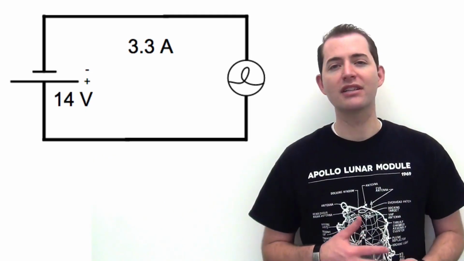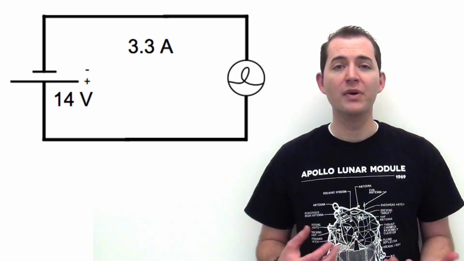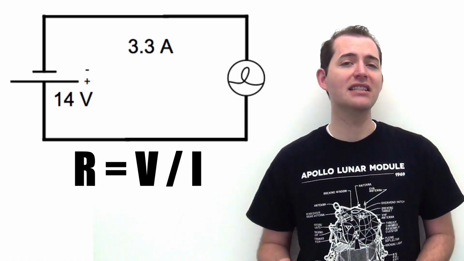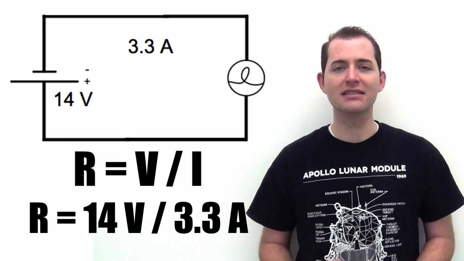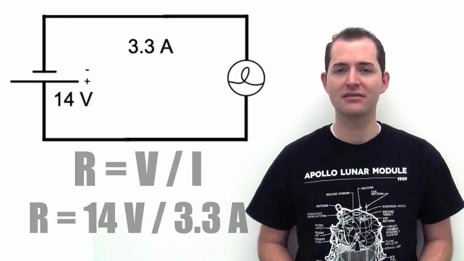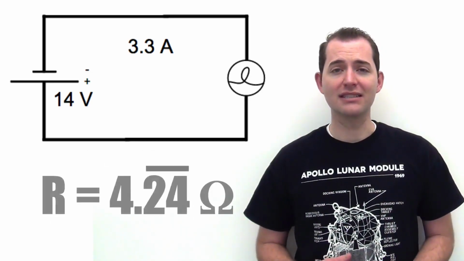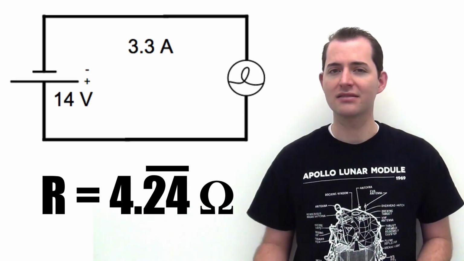Let's look at another example that's slightly different. We want to know how much resistance must be in a circuit if it has a voltage of 14 volts and a current of 3.3 amps. We'll use the equation of resistance is equal to the voltage divided by the current. Or the resistance is equal to 14 volts divided by 3.3 amps. This gives us a total resistance in the circuit of 4.24 repeating ohms.